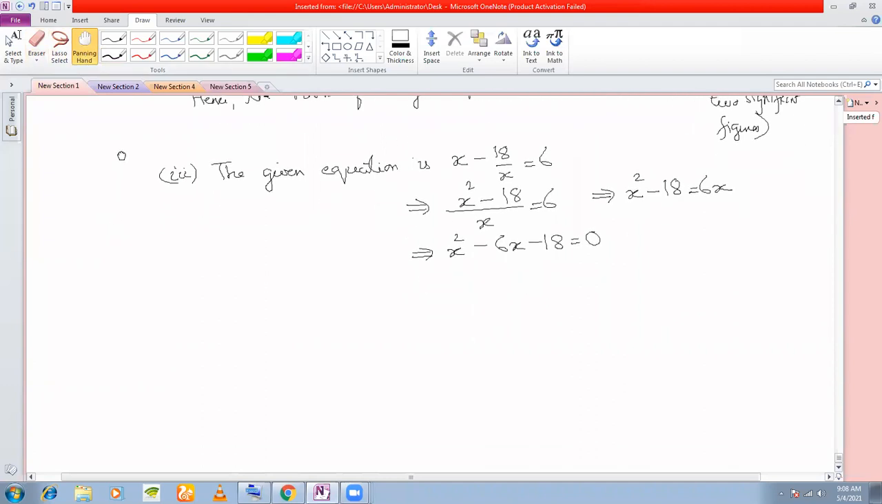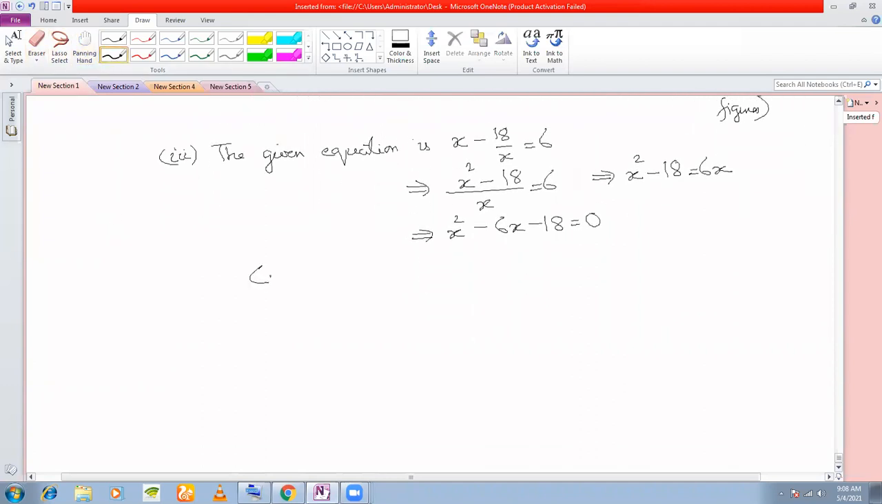Okay. Now this is the ax square plus bx plus c form. Now you write comparing, let's call this 1. Comparing 1 with ax square plus bx plus c equal to 0.